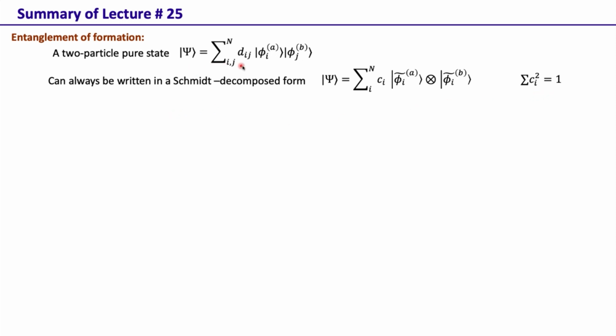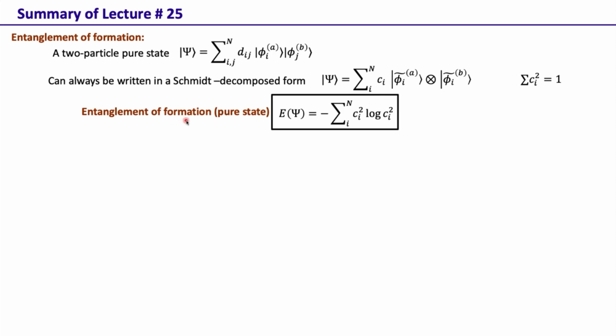So, a two-particle state, which is in general a two-dimensional sum, can always be written in this form, and once it is expressed in this form, then the entanglement of formation of a two-particle pure state is given by this formula, which is minus the sum over i of Ci square log Ci square. So, this is for a two-particle state in any dimension. Now, what about two-particle mixed state?